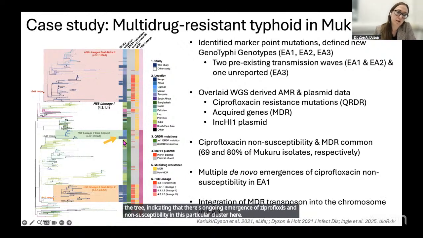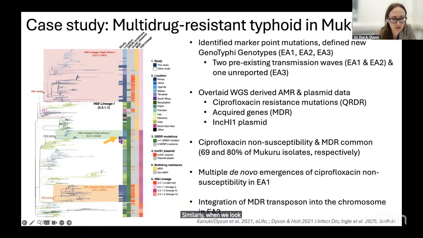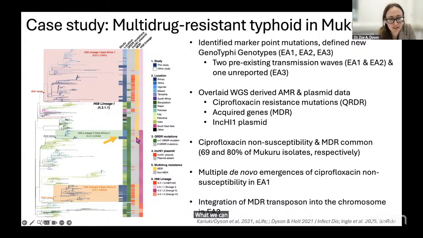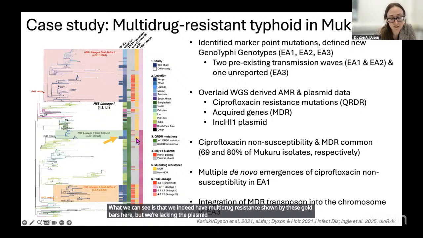Similarly, when we look at this newly emerging strain that's been picked up only in this study, this third transmission wave into Makuru and Kenya, what we can see is that we indeed have multi-drug resistance shown by these gold bars here, but we're lacking the plasmid. And this is suggesting to us that something that's quite common to typhoid has happened, is that the multi-drug resistance transposon has actually jumped from the plasmid, where it was originally identified, into the chromosome of the organism.